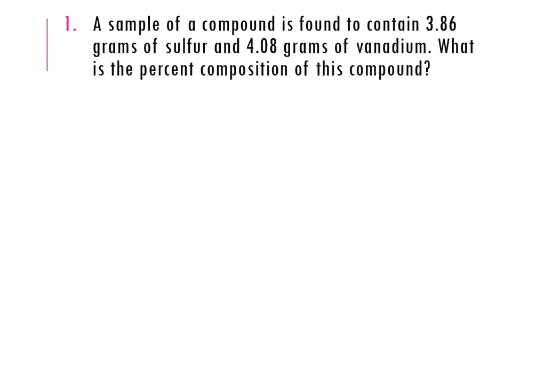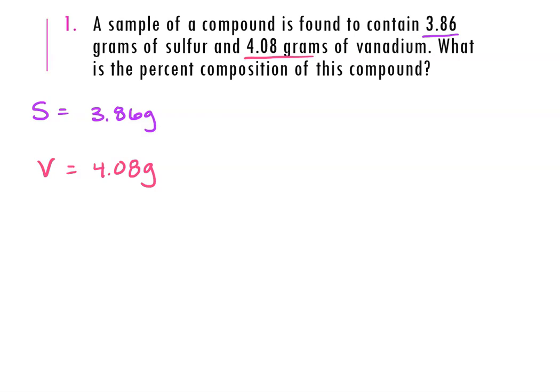All right, so the first one we have here is a sample of a compound is found to contain 3.86 grams of sulfur and 4.08 grams of vanadium. So here I'm not given the formula, which means I can't use the molar masses. I'm just going to use the values that are given to me in the problem here. So the sulfur, I have 3.86 grams of, and the vanadium, I have 4.08 grams.